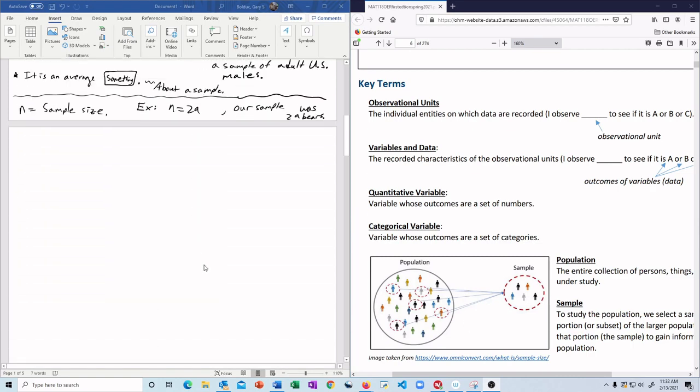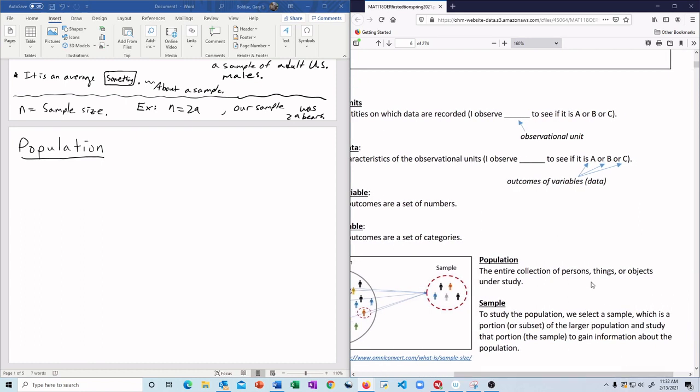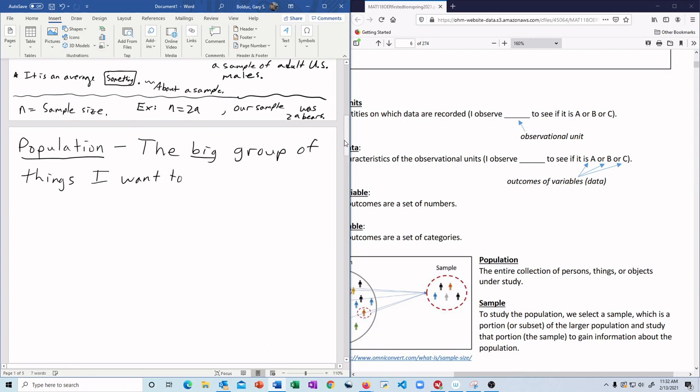So, for example, let's just start with population. So here we go, population. So what is this? So population, we could go down here, the entire collections of persons, things, or objects under study. But you might want to instead say something like, for me, the way I think about it, instead of that definition, is the big group of things I want to learn about. Right, so that's slightly different than this population definition, but in my head, this reminds me of the important things. It's the big, right? So this says it as well, the entire collection. It's just a fancier way of saying it's the big one I want to learn about.